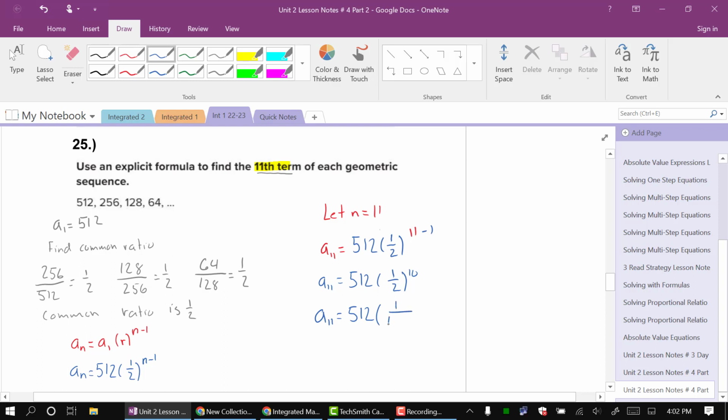And if I find 1/2 to the 10th, that's going to give me a_11 equals 512 times 1 over 1024. So that gives me 512 over 1024, because I multiply the numerators, 1 times 512, and the denominators, 1 times 1024. And if you type this into your calculator, you're actually going to get 1/2. So the 11th term is going to be 1/2.